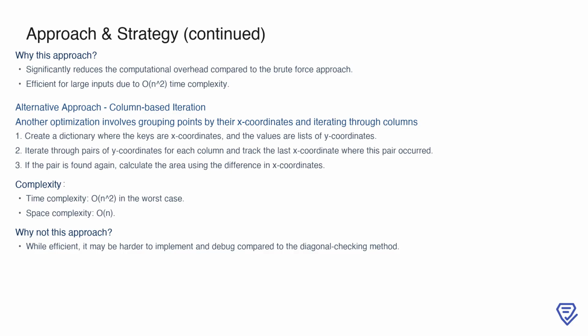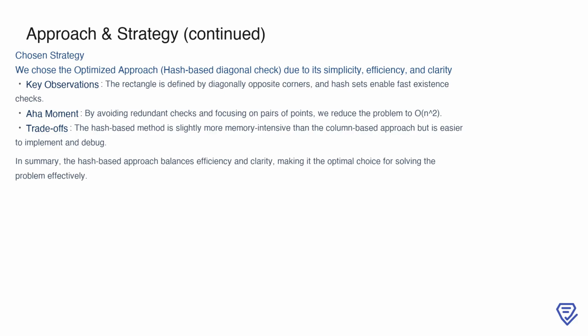While this method is also efficient with a worst-case time complexity of O(n squared), it can be harder to implement and debug due to the added complexity in iterating and managing column-based data. For these reasons, the hash-based diagonal checking method is generally preferred for its simplicity and clarity. The optimized approach using hash-based diagonal checks stands out as the best strategy for solving this problem effectively.